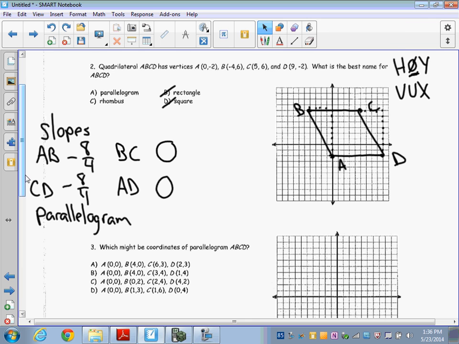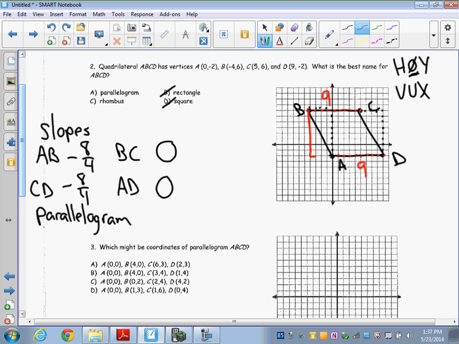Now I need to find the distance of each of these sides. If I count how far I'm going for BC, I see that's 9. I do the same thing for AD, which is also 9.